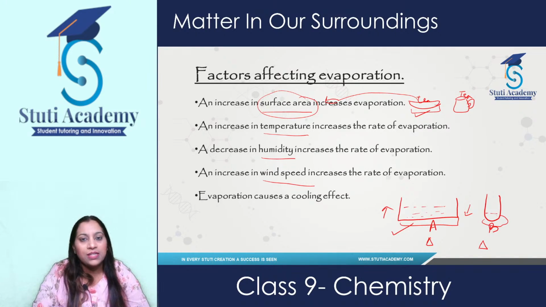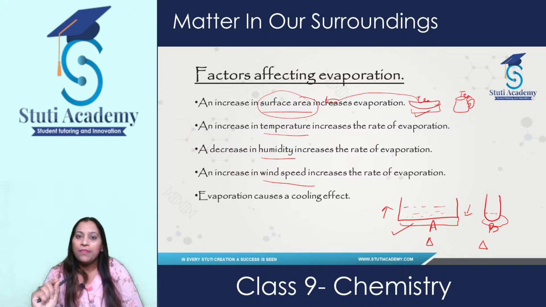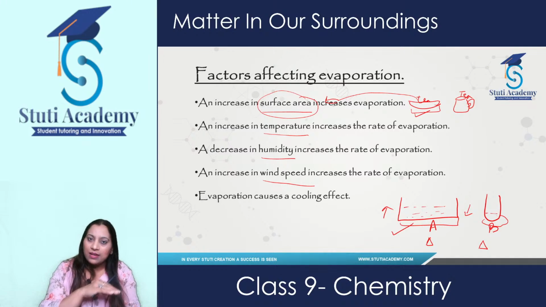Then what are the factors which affect the rate of evaporation? Surface area, temperature, humidity, wind speed. So these four factors play an important role in the rate of evaporation. And out of these four factors, only humidity is inversely proportional to the rate of evaporation. Otherwise, all three factors are directly proportional. And evaporation causes a cooling effect because when evaporation takes place, it takes the heat from the ground and gives a cooling effect.